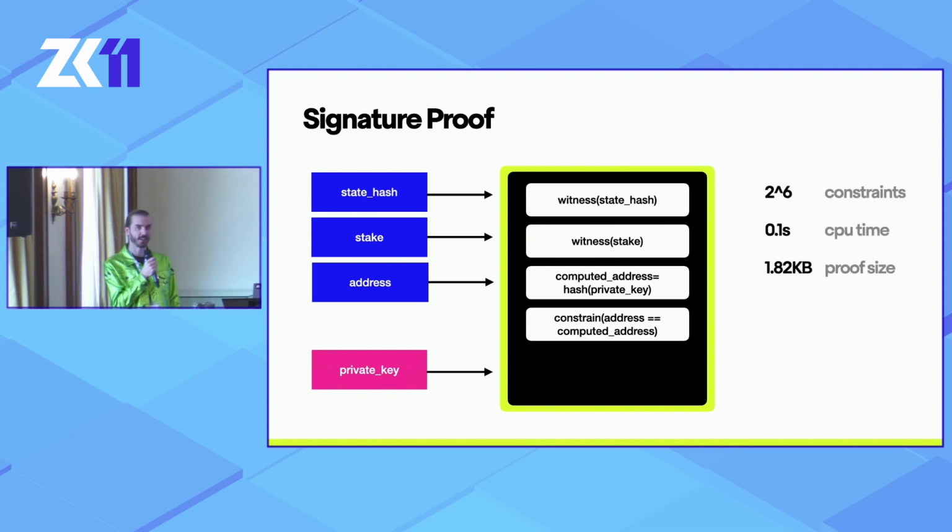The really cool thing about this proof is that it's 2 to the 6 constraints, which is like nuts. That's 64 constraints to do a signature proof. And so obviously it takes like no time at all to create this proof, and the proof size is tiny. By the way, we use Halo 2 for all of our proofs. So I wrote all these proofs in Halo 2. So just bear that in mind. It'll probably make more sense on the next slide.